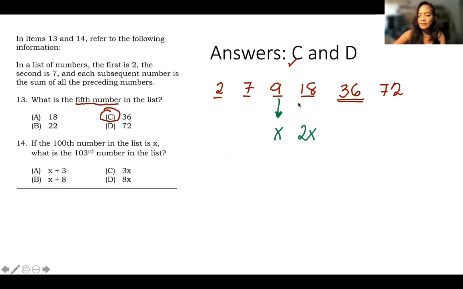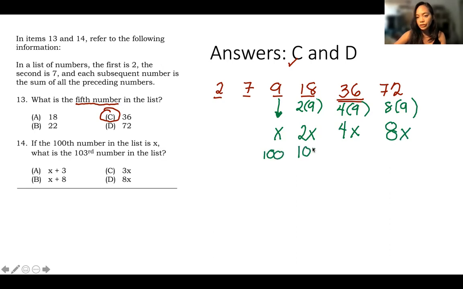If this is 9, this is 2 times 9. And this is 4 times 9. And this is 8 times 9. So therefore, this is 4X. And this is 8X. So if we start with 100, this will be our 101st number, our 102nd number, and this is our 103rd number. So the answer for number 14 is letter B.